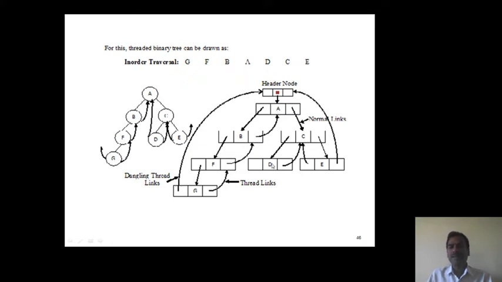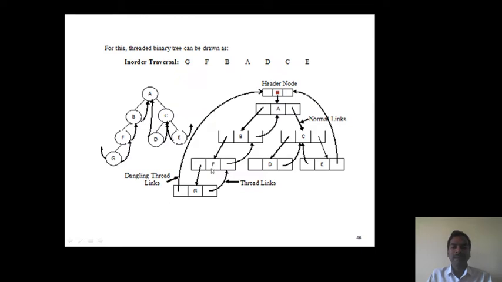For C, the left child is D and the right child is E. Coming to F, the left child is G. Now the right child is a null pointer. From F's point of view, the next node is B. Hence this link points to node B. For D, the left child is A, hence it points to A. Now the right child is C, so it points to C. For E, the left child is C, hence it points to C.